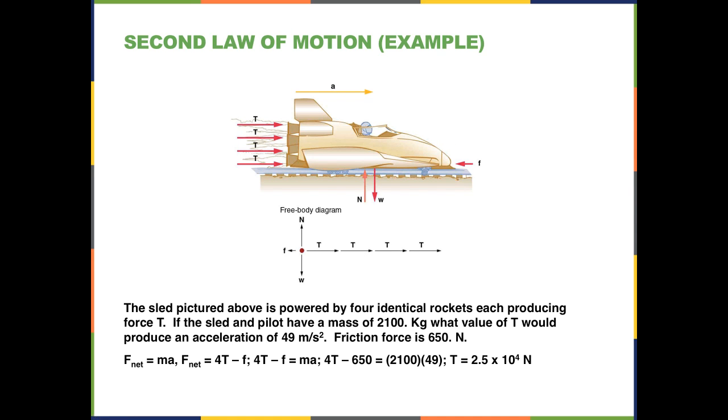Well, if we look at this, again, the acceleration is going to result from a net force, and the net force is going to equal 4 times T minus friction. So 4 times T minus friction is going to result in a mass times the acceleration. We have 4T minus 650 equals the mass, 2100, times the acceleration, 49. And if you solve this equation for T, you get 2.5 times 10 to the 4th newtons.